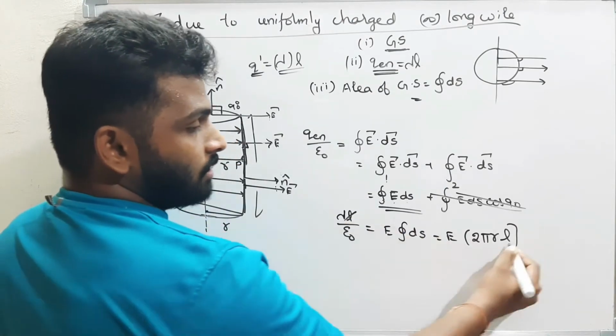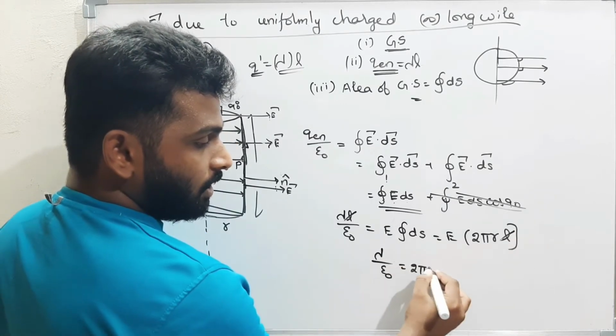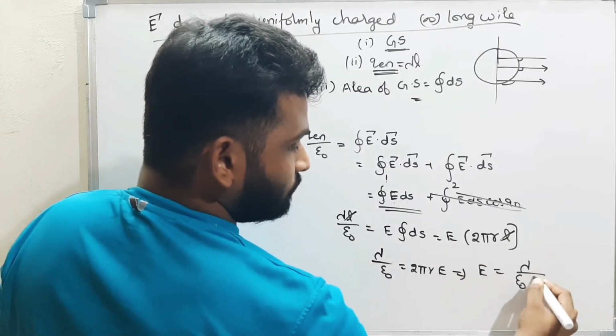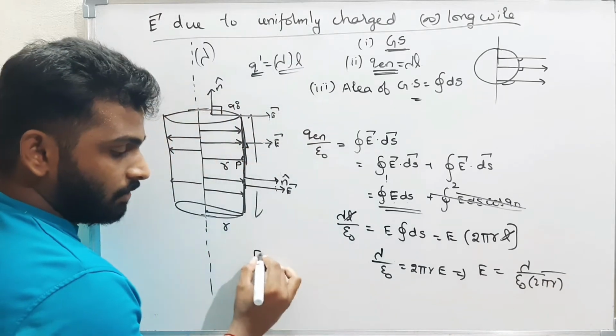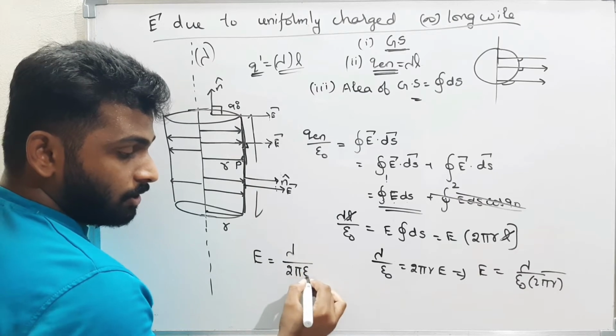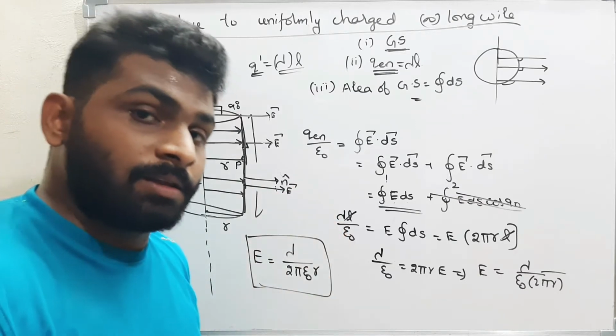Therefore, equate, the L's cancel off. Therefore, lambda by epsilon naught must be equal to 2 pi r into electric field. What is the electric field? The electric field is lambda by epsilon naught 2 pi r. Now just arrange them. What will you get? Finally, you will get the electric field of the infinitely long wire as lambda by 2 pi epsilon naught r. I think this is clear.